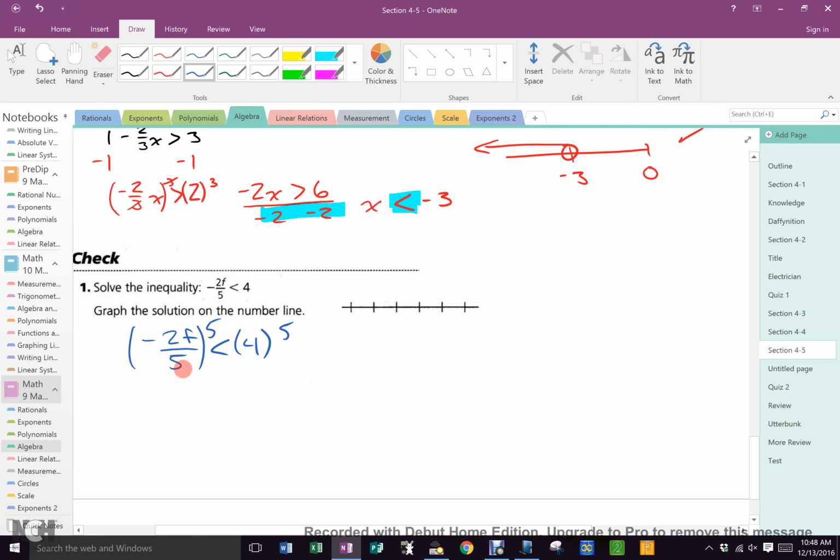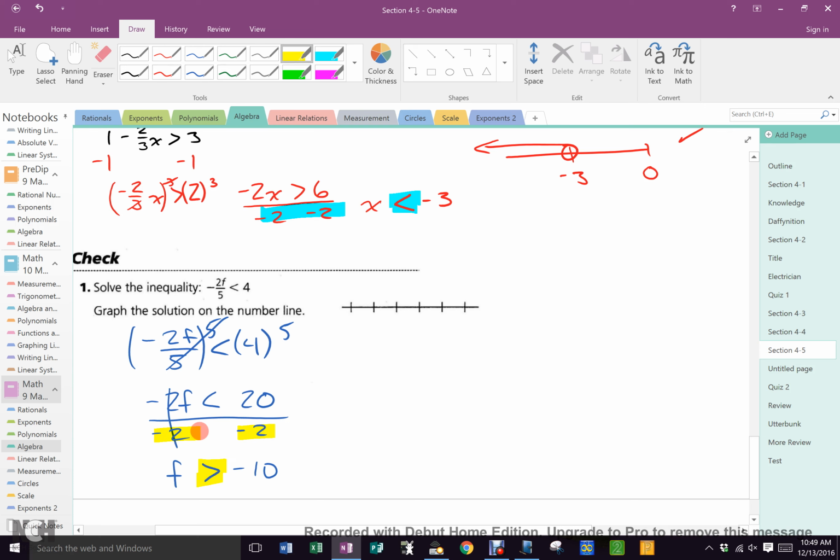What happens to those 5s? They're gone. What's left? Negative 2f. What's 4 times 5? 20. Did I do any multiply or divide with the negative yet? No. So does the sign change? No. Now what? Divide by what? Negative 2. Oh, I divided by a negative. F. 20 divided by negative 2 is negative 10. Does the sign change? Yes. Why? Because I divided by a negative.